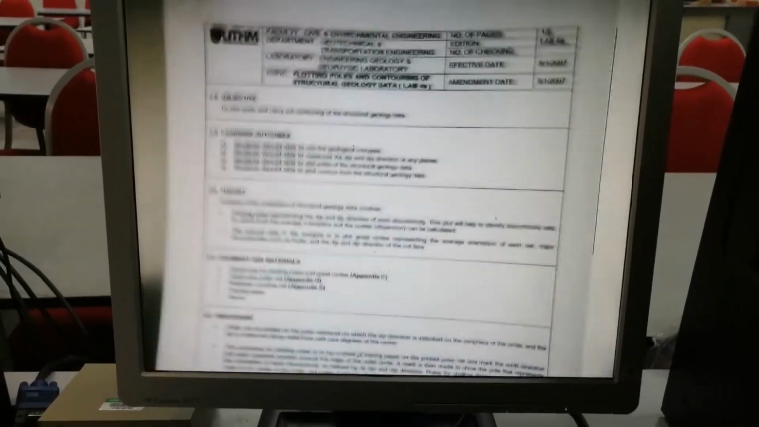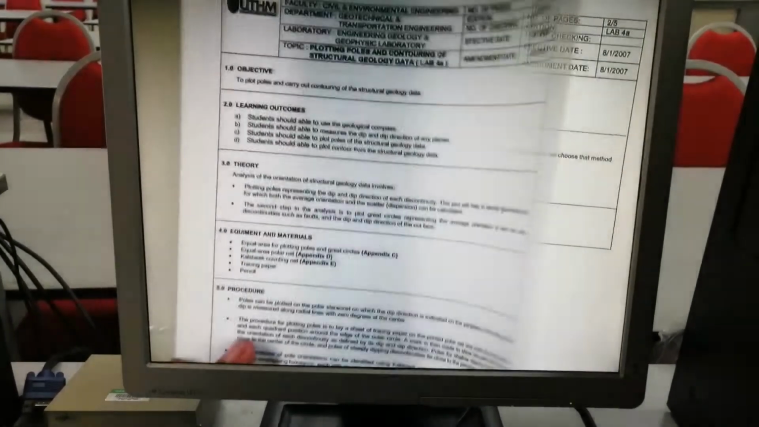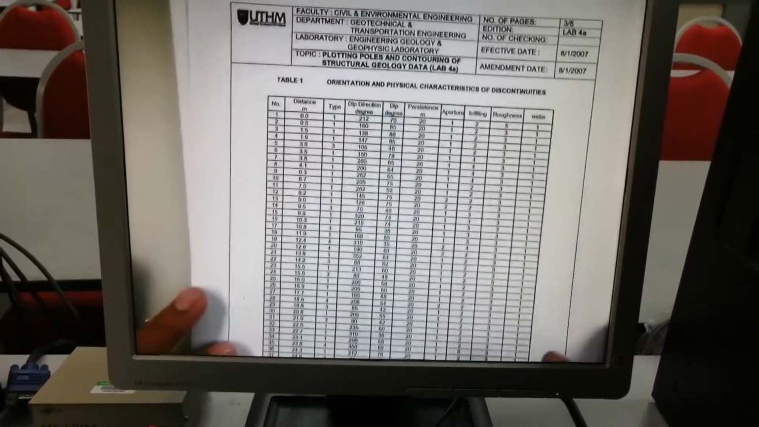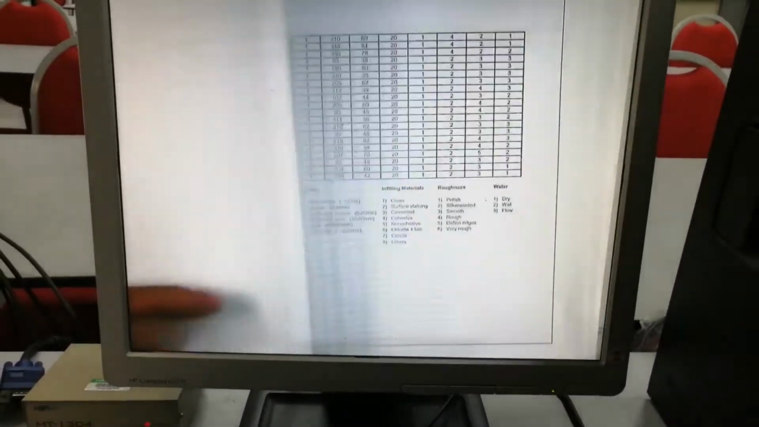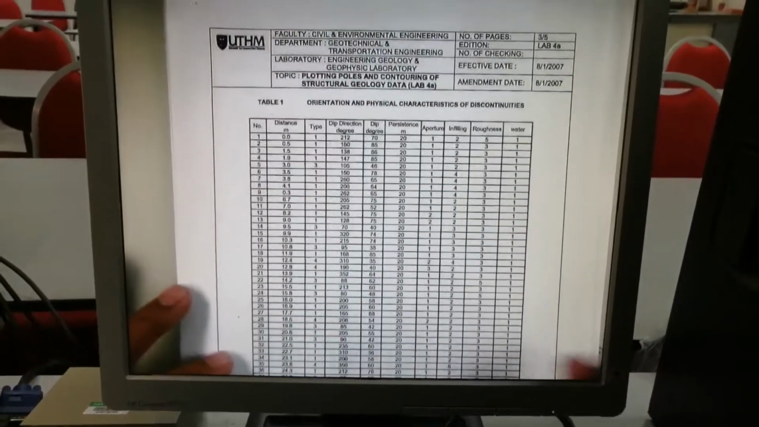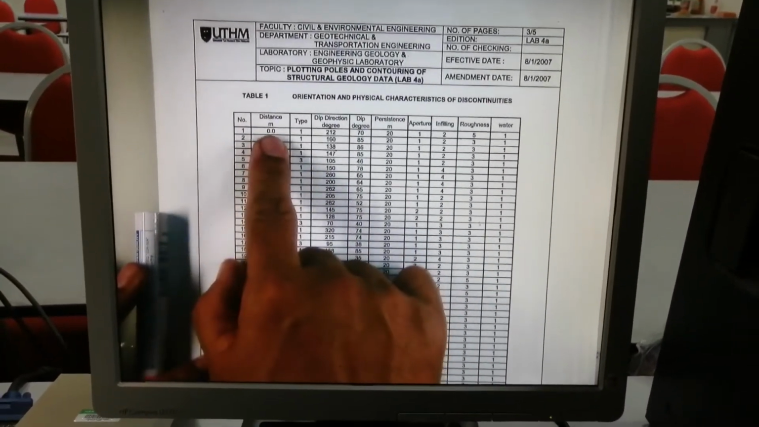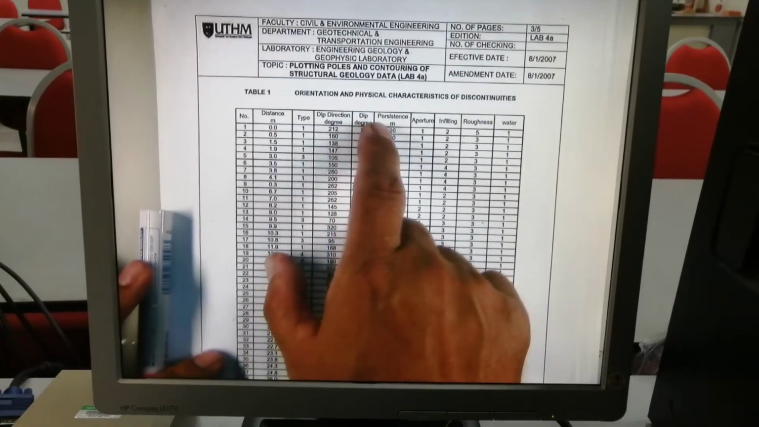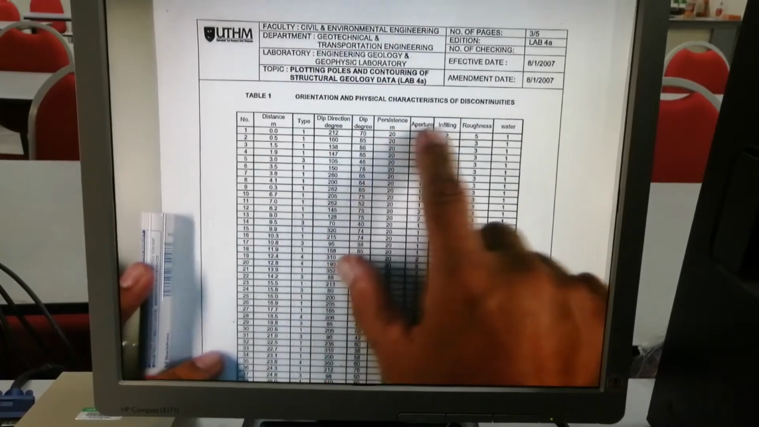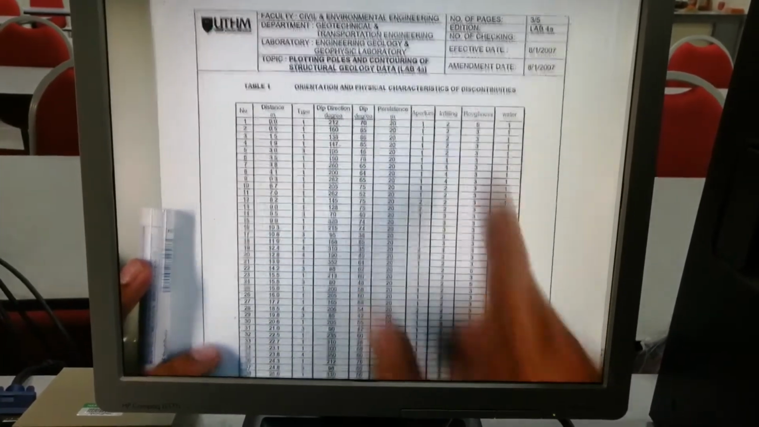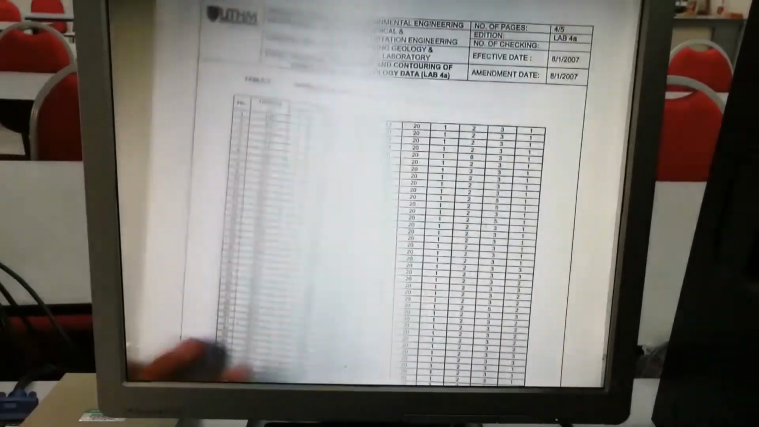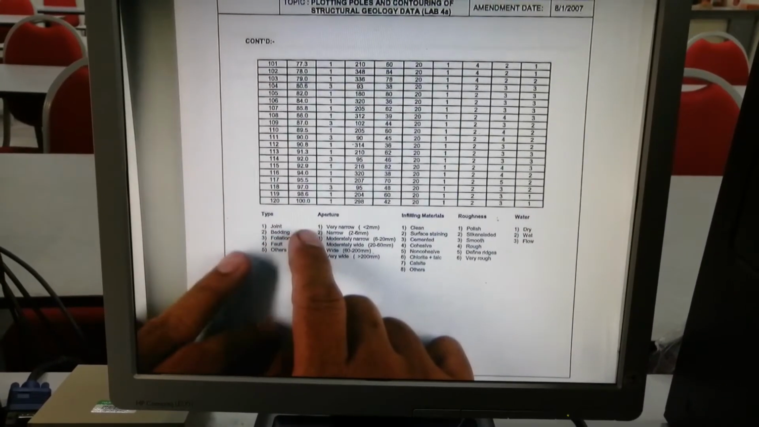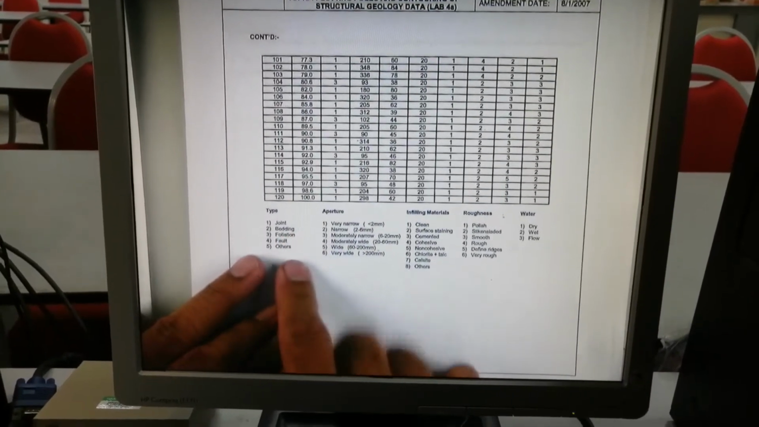Okay, in this Lab 4, you are given 120 data of this discontinuity set. The information of this discontinuity consists of number, distance, type, dip direction in degrees, dip angle in degrees, persistence in meters, aperture, infilling, roughness and water. The type is referred to the legend here, on the last pages. This consists of joint, bedding, fault, foliation, and others.